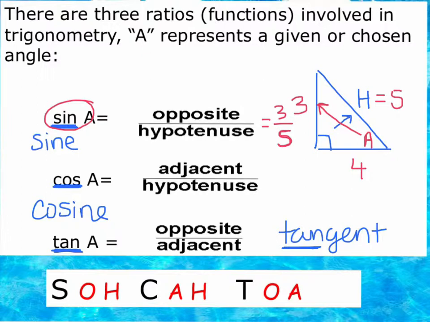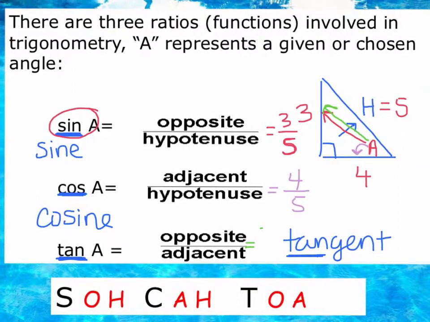Let's use a different color. If I had cosine of angle A, I would then do adjacent over hypotenuse. So adjacent to angle A would be 4, and the hypotenuse would be 5. And one last one, let's go ahead and use a different color. Tangent of angle A. So if I look at angle A, tangent of angle A would be opposite over adjacent. Okay, there we go.